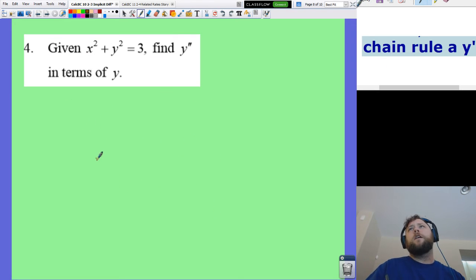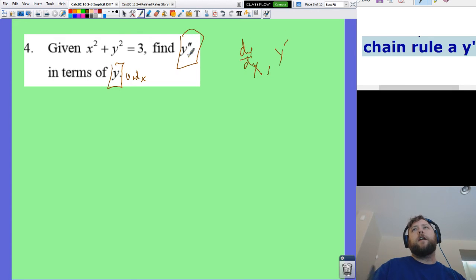All right, let's try a different example. I want to find y double prime in terms of y, and usually it says in terms of y and x. That means you're not going to leave dy/dx or y prime in the final answer. I'll show you what this looks like. Differentiating this equation, you have to do it twice. I do it once and I get 2x plus 2y y prime equals 0.